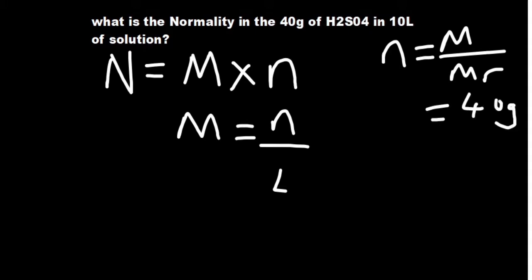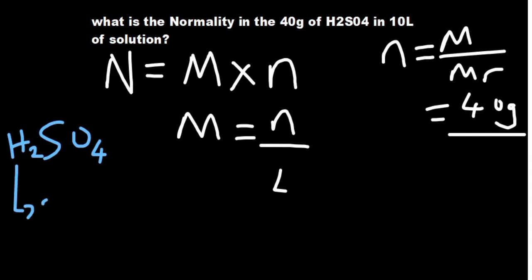Okay, so we're trying to divide by the molar mass of H2SO4. So we have H2SO4. What is the relative molecular mass? So hydrogen, we know it has a molar mass of 1.008. Then if you get your periodic table, you try to check for sulfur. So what is the molar mass of sulfur?